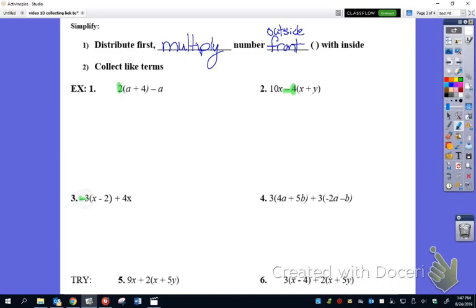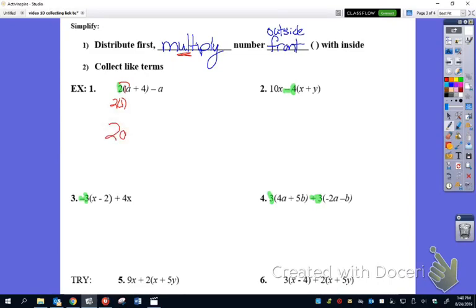On number 3, negative 3 is outside parentheses. On number 4, 3 is outside parentheses, and there's another 3 outside parentheses. So we looked at the parentheses. Now, once you find the parentheses, remember I'm going to multiply. So if there's not a number there, it's a 1. So that's 2 parentheses 1, okay, which is 2.